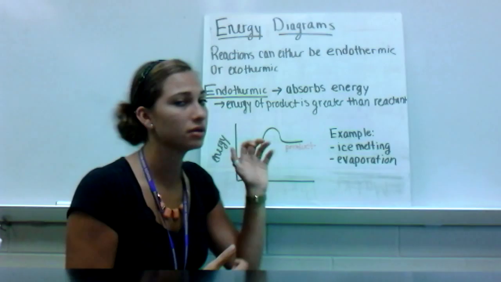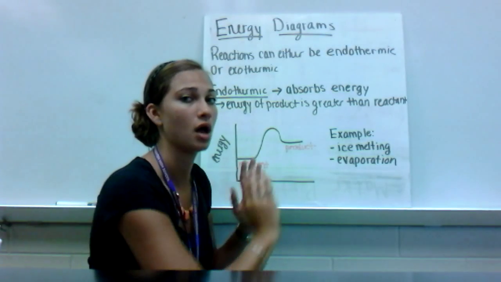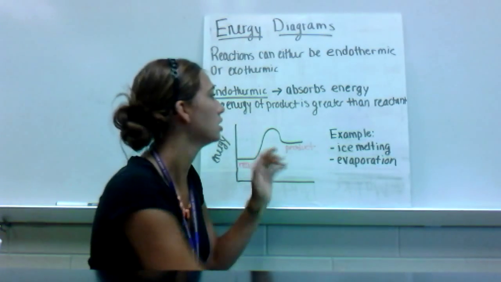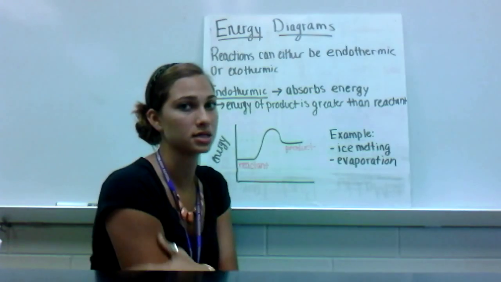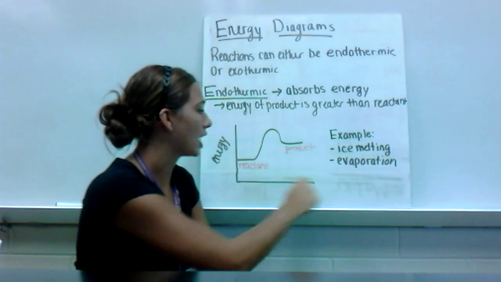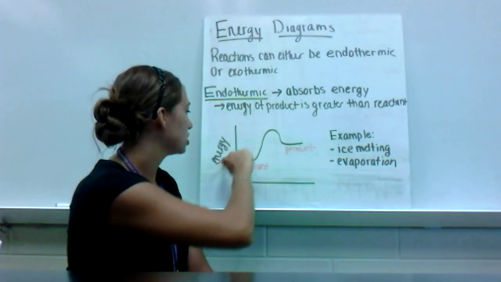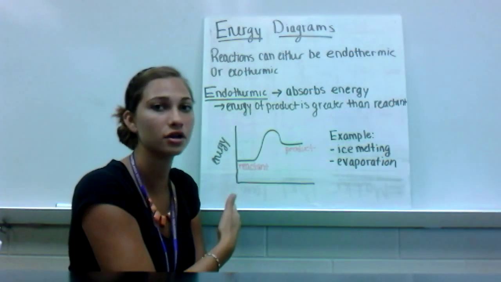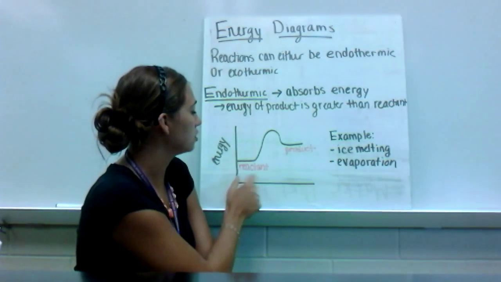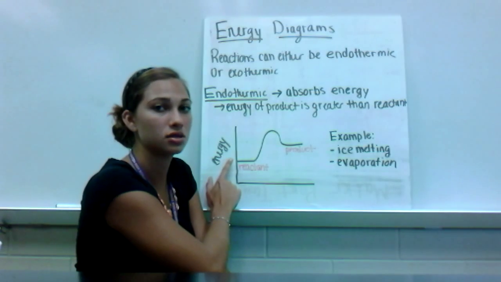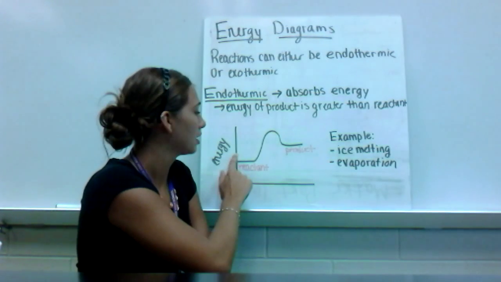Alright, so the energy of the product, so the product was on the right side of the equation, is greater than the reactant. So right here, this is a diagram. It's called an energy diagram. You put energy on your vertical axis, and then you see that your reactant is starting at a certain energy.